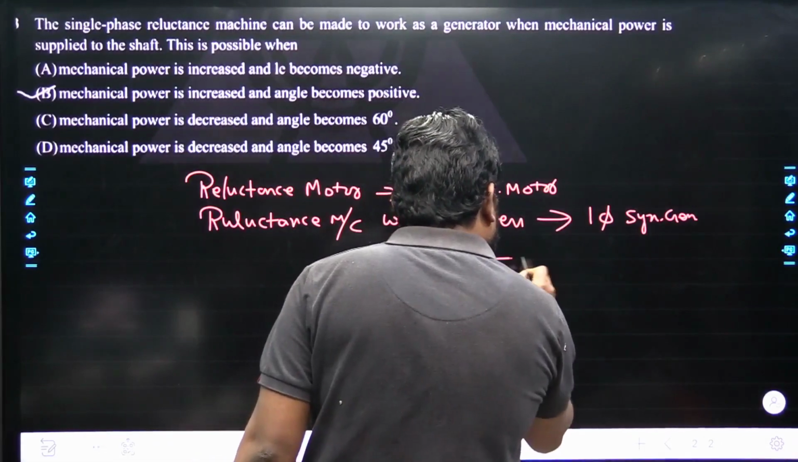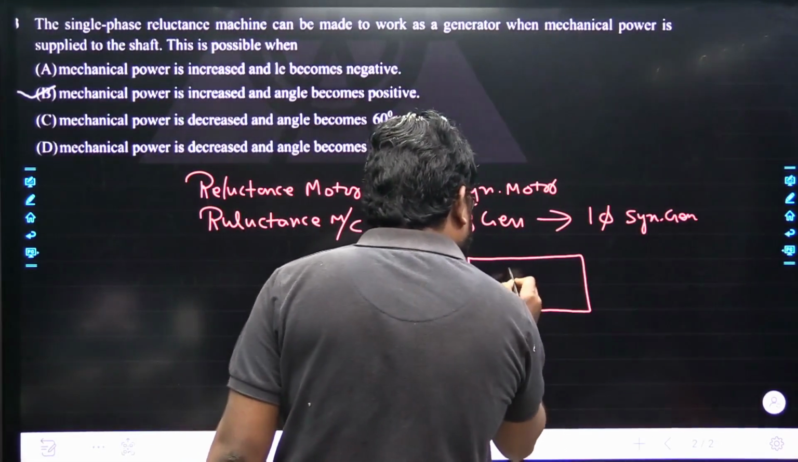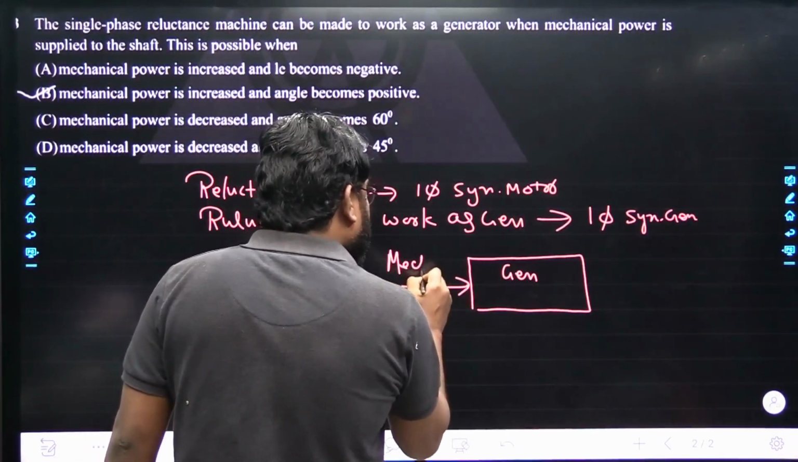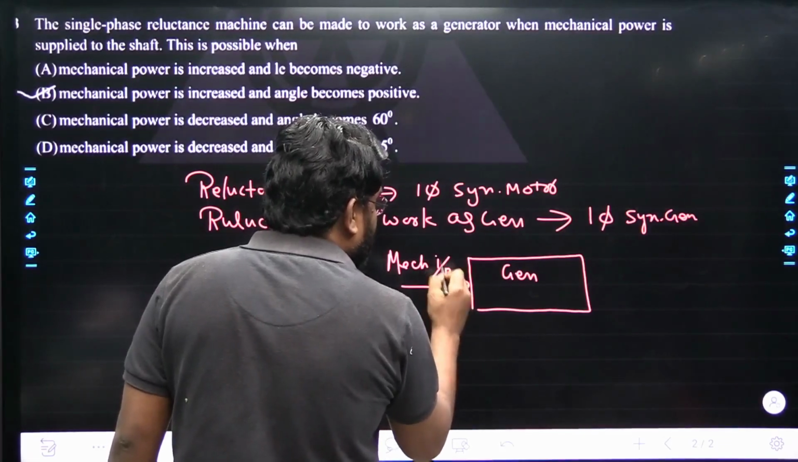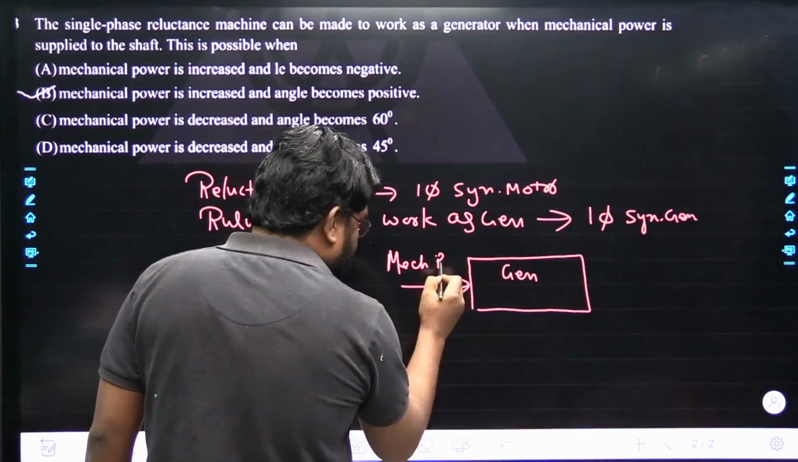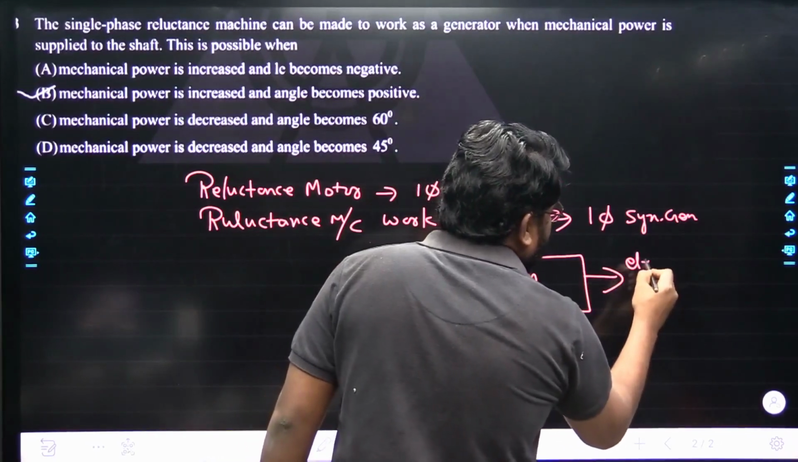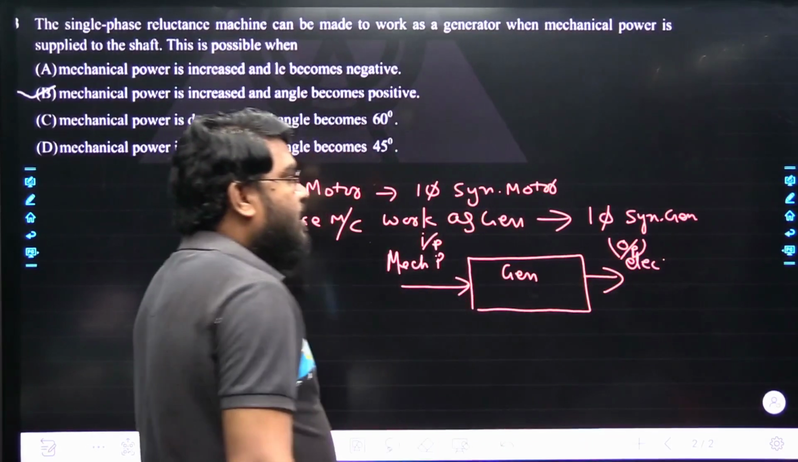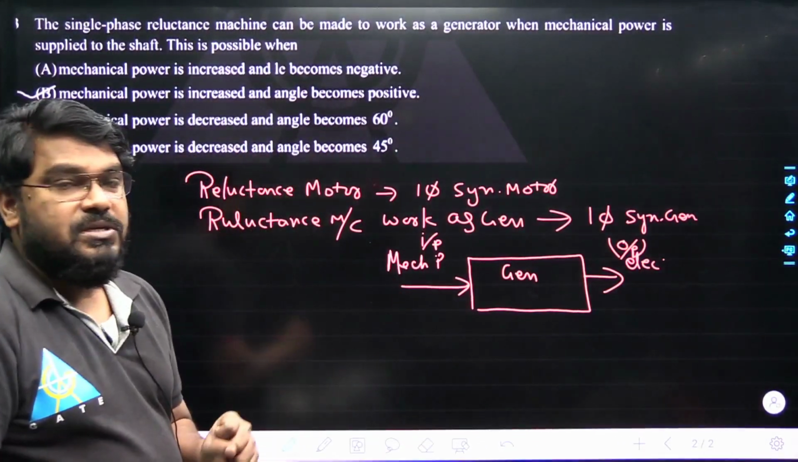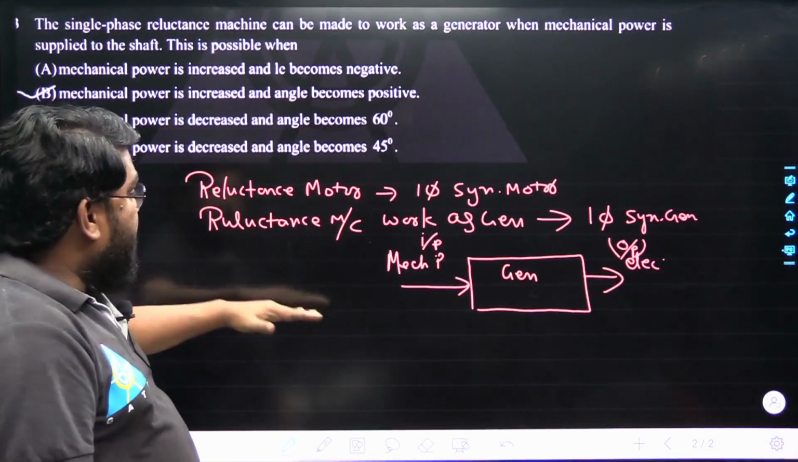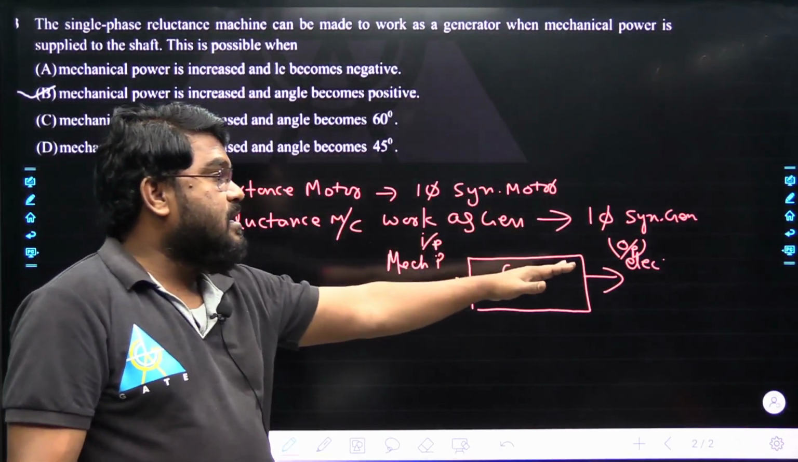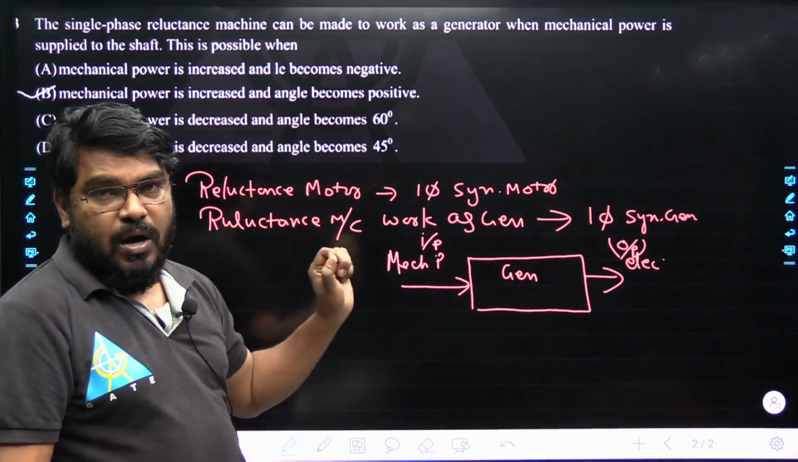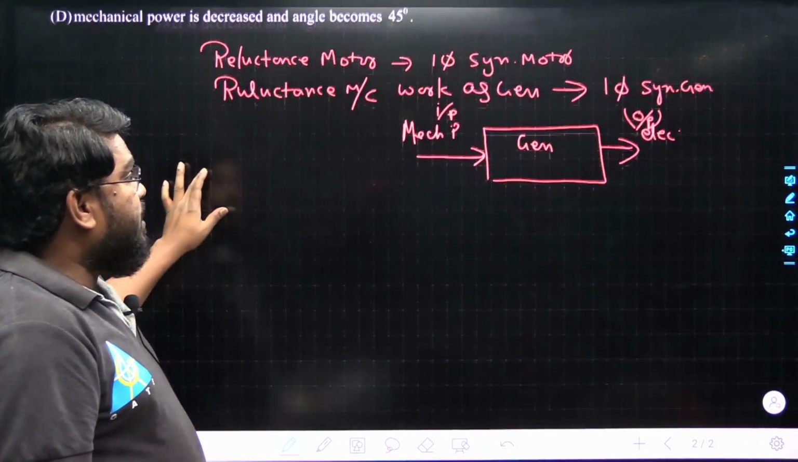From the generator definition point of view, it converts the mechanical input power into electrical power. The input is mechanical power and the output is electrical power. This is the basic definition of the generator. So as mechanical power increases, it acts as a generator. But what about the load angle, whether it is positive or negative? How can we answer this question?